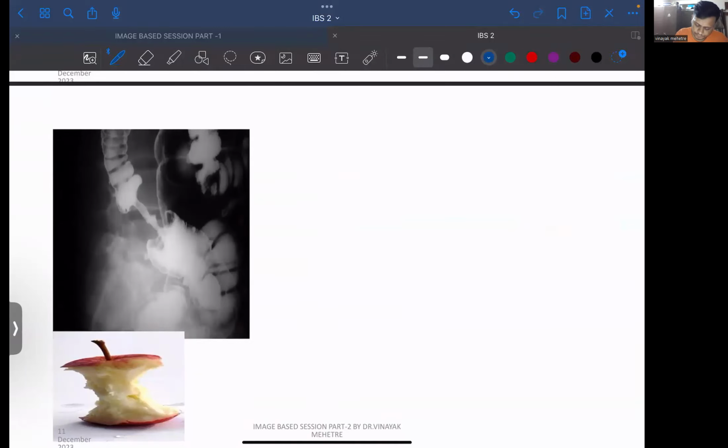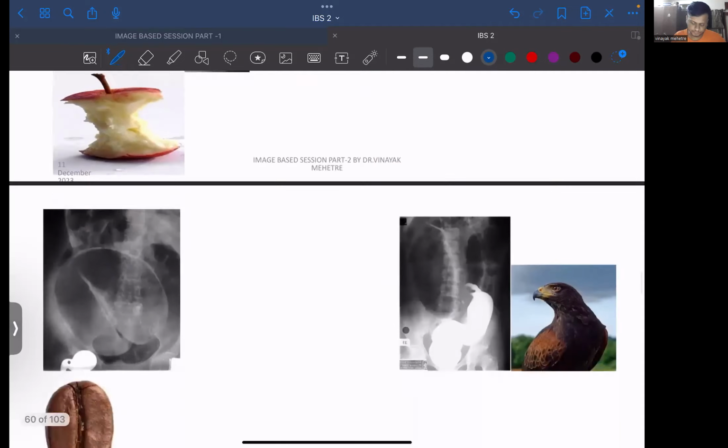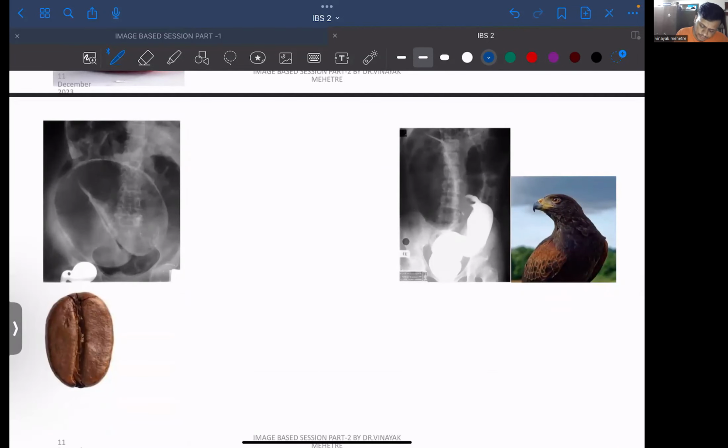You know this apple core deformity on what? On barium meal or barium meal follow through. Answer is cancer colon. Okay, apple core deformity, cancer colon. It looks like a coffee bean. It is seen in, let's go a little faster now, sigmoid volvulus. Coffee bean appearance.